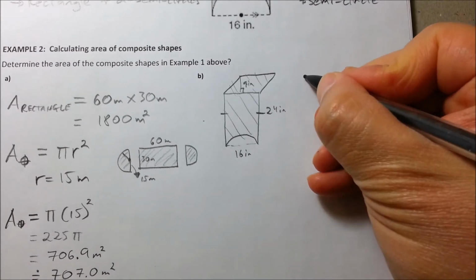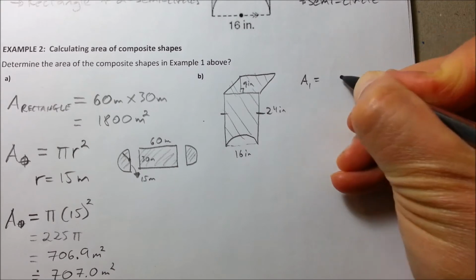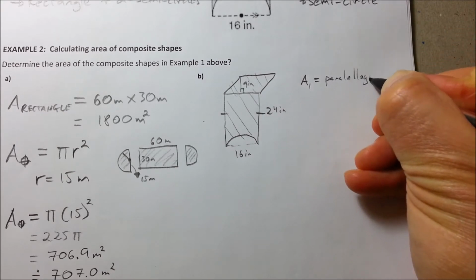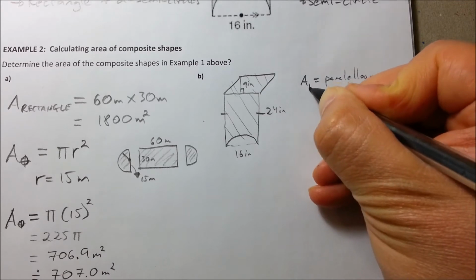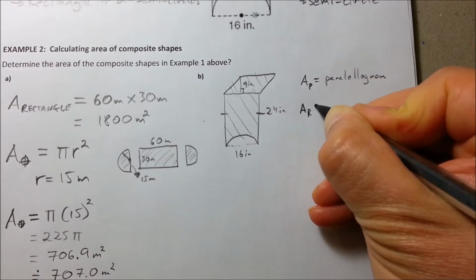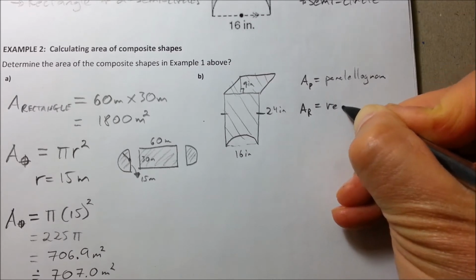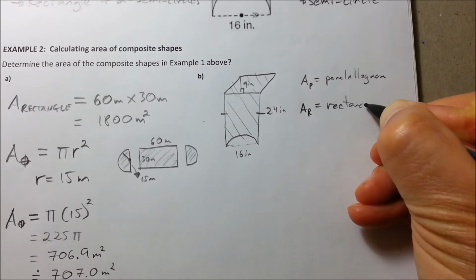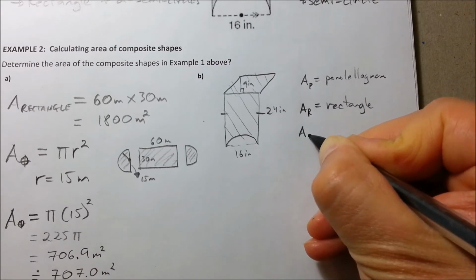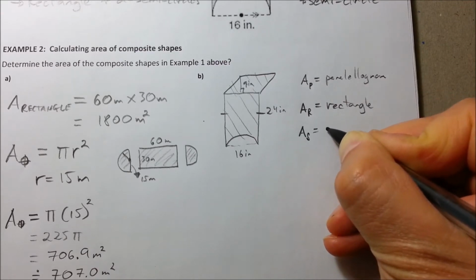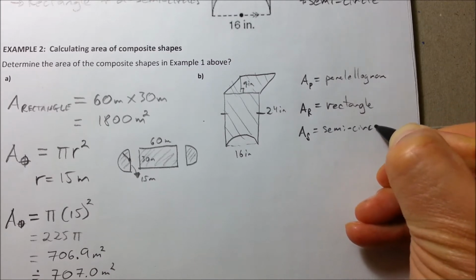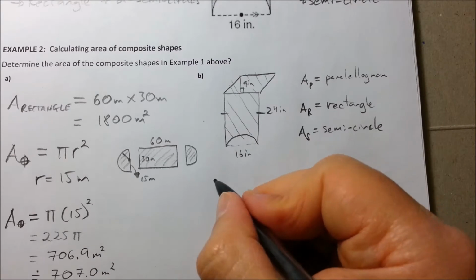So I'm going to say the area is going to be equal to the area of the parallelogram, and actually, let's call it AP. The area AR is going to be the area of the rectangle. And then, of course, AS is going to be the area of the semicircle. Okay, let's start with the area of the parallelogram.